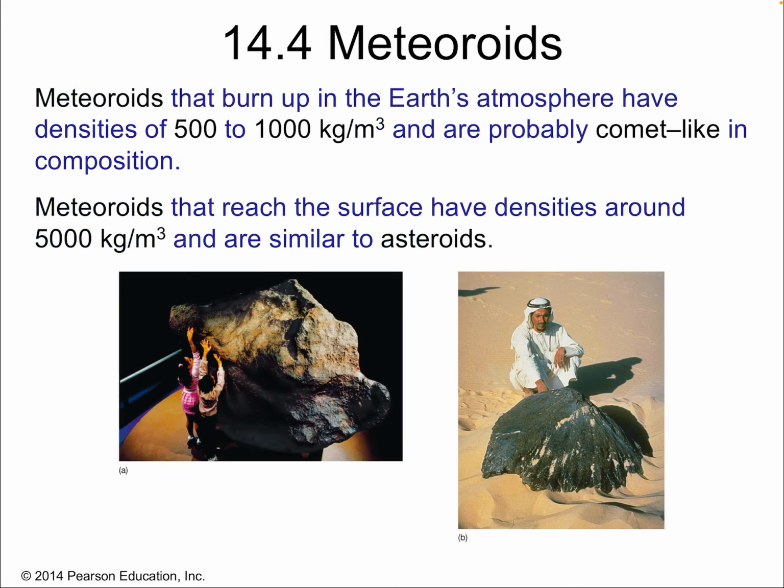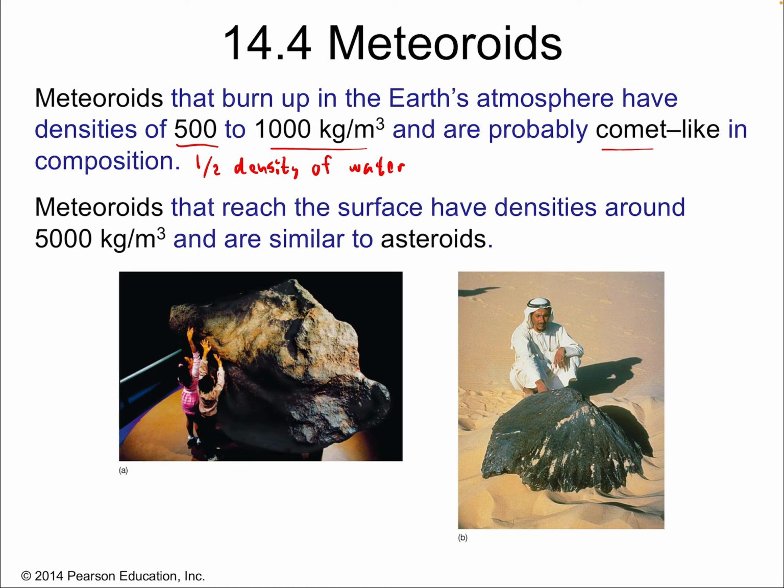All right. And meteoroids that burn up in the Earth's atmosphere have densities between 500 and 1,000 kilograms per cubic meter. So a density less than about half that of water. 1,000 is the density of water, 1,000 kilograms per cubic meter, that is. And so they're probably comet-like, right? So mostly composed of lighter material, ices: H2O ice, also methane ice, ammonia ice, and such.